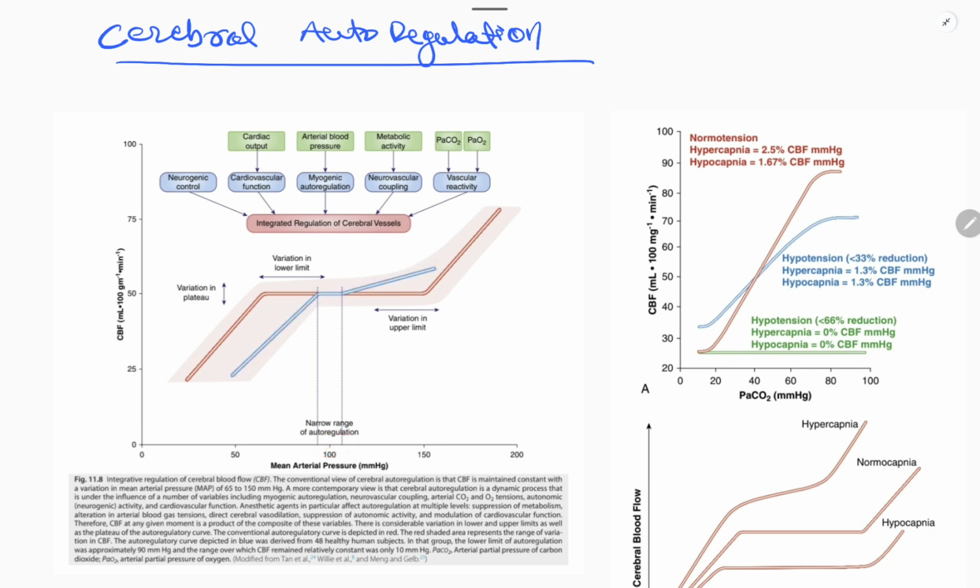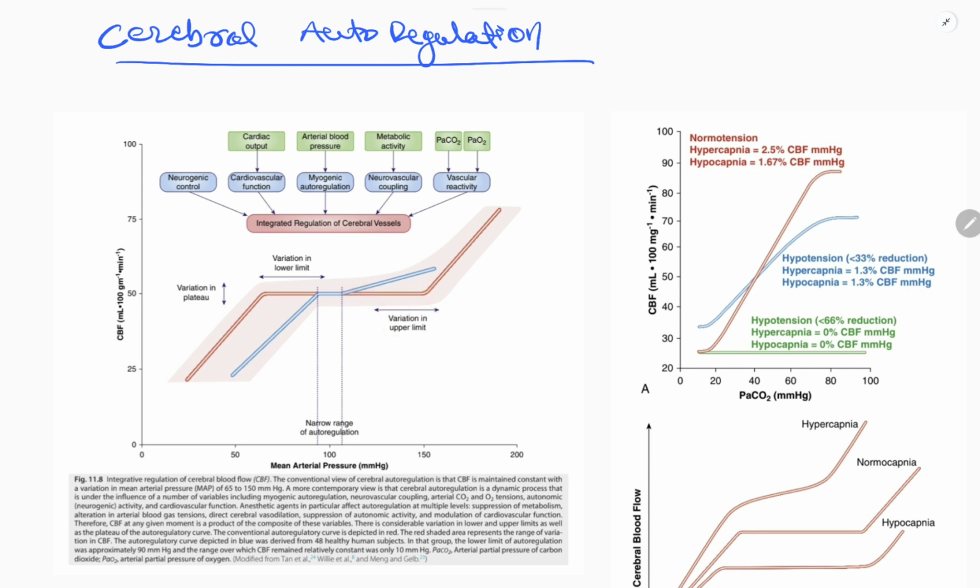Okay, now depict this shadow. If you can depict this shadow, so this is the variation. This is the variation, that is 45 to 55 variation in the plateau. Now this variation from here to here is the variation in the lower limit, and this is the variation in the upper limit.